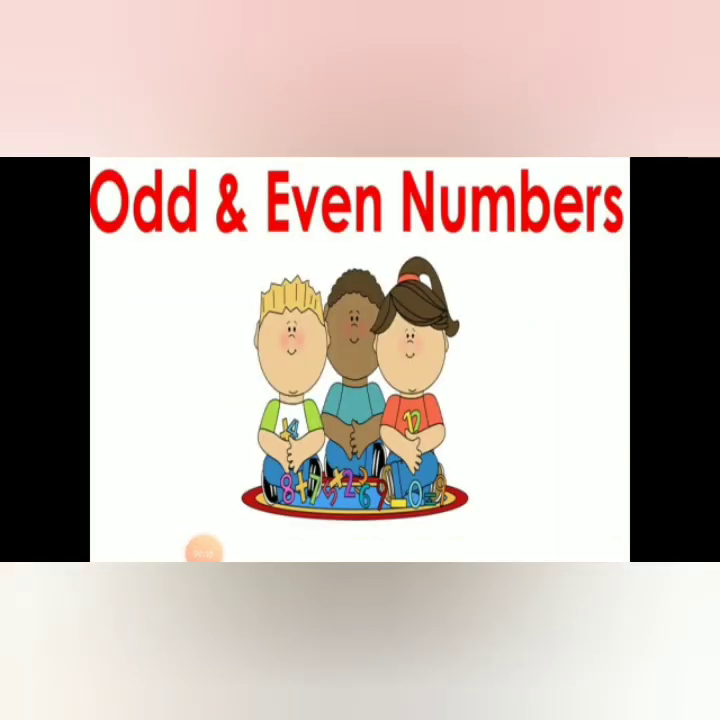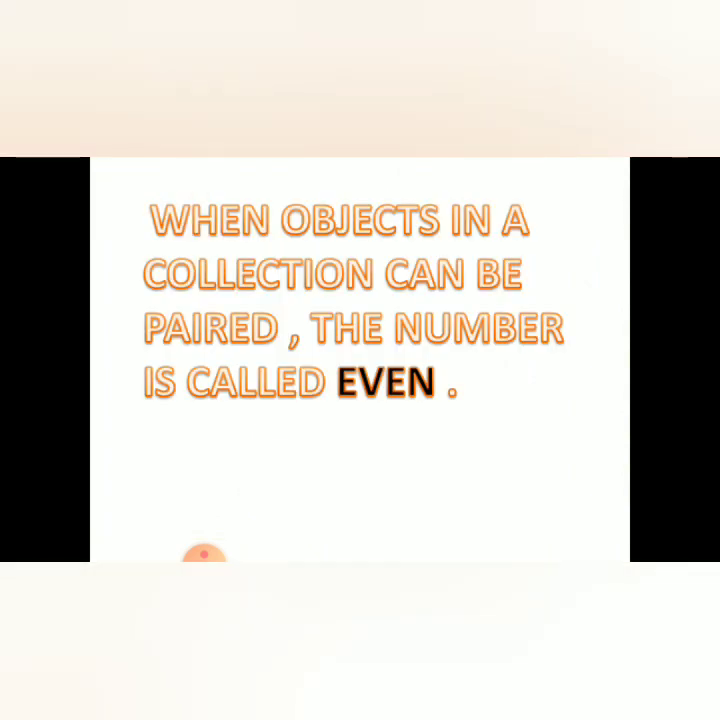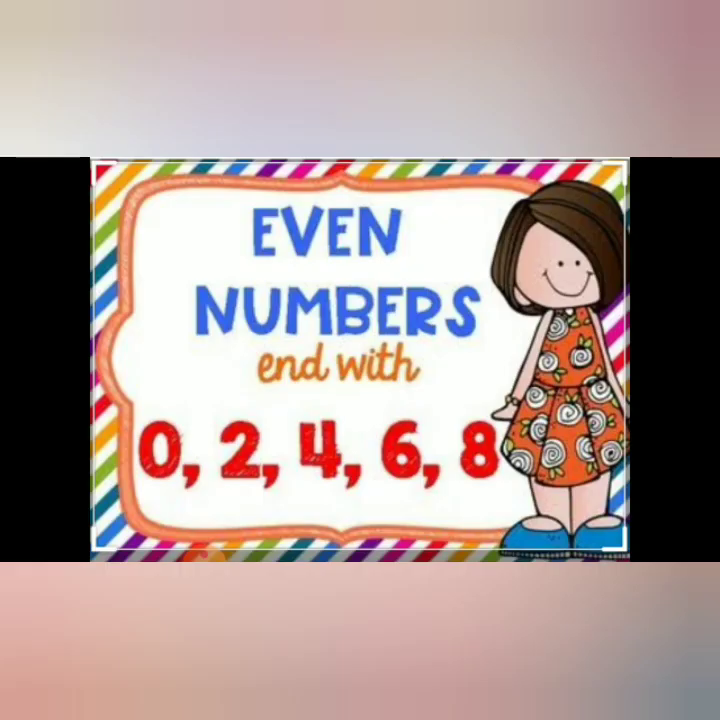The first topic which I am taking is odd and even numbers. What is an even number? When objects in a collection can be paired, the number is called an even number. Even numbers end with 0, 2, 4, 6, 8. If you find these digits at the ones place, then these numbers are known as even numbers.